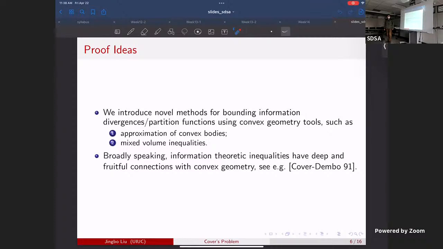However, even though Tom Cover was very interested in convex geometry, there was no indication that he made a connection between geometry and the Rayleigh channel problem. So our work is the first one which made a rigorous connection between these two areas.